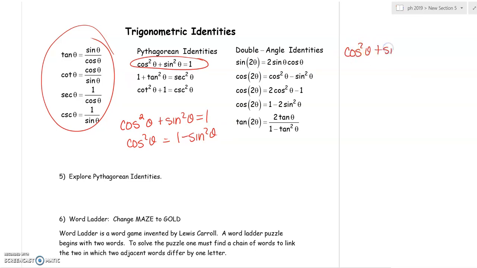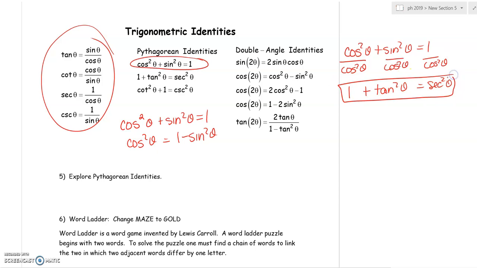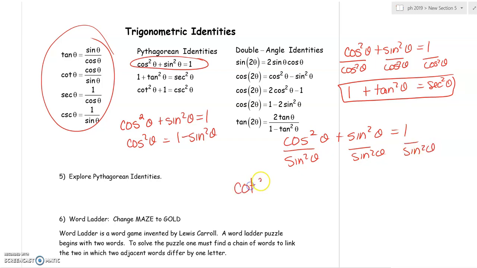Sine squared over cos squared is tangent squared of theta, and 1 over cos squared of theta is secant squared of theta. So now we have our second Pythagorean identity. And what if we try this again, but this time in the Pythagorean identity cos squared theta plus sine squared theta equals 1 we divide by sine squared of theta. Our third trigonometric identity is that the cotangent squared of theta plus 1 is equal to the cosecant squared of theta.